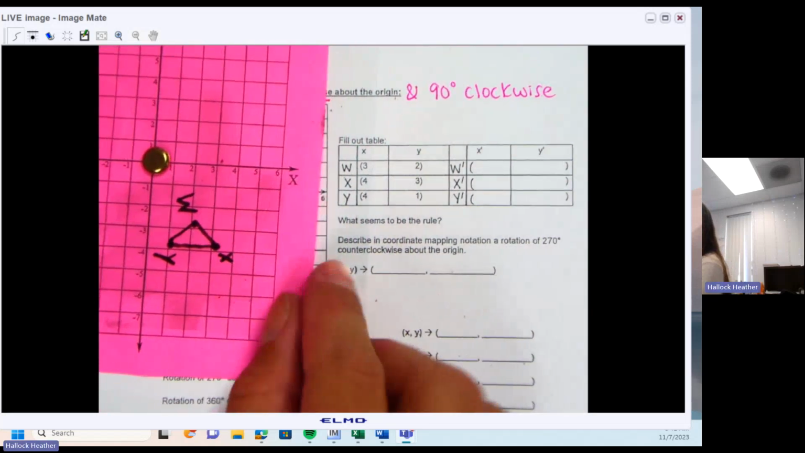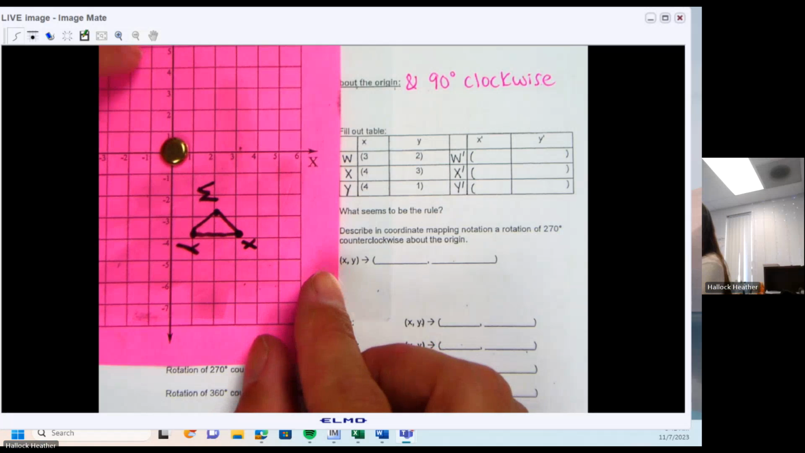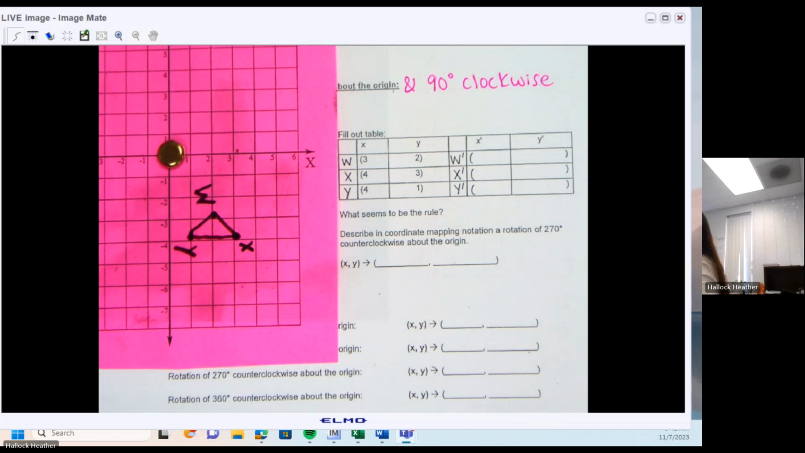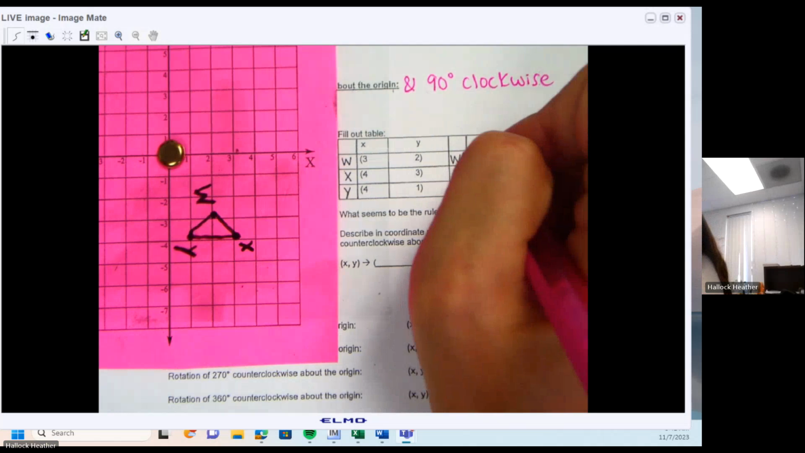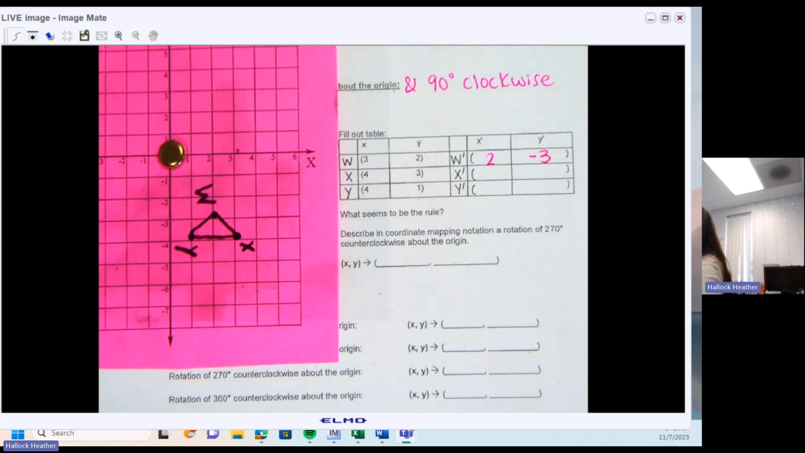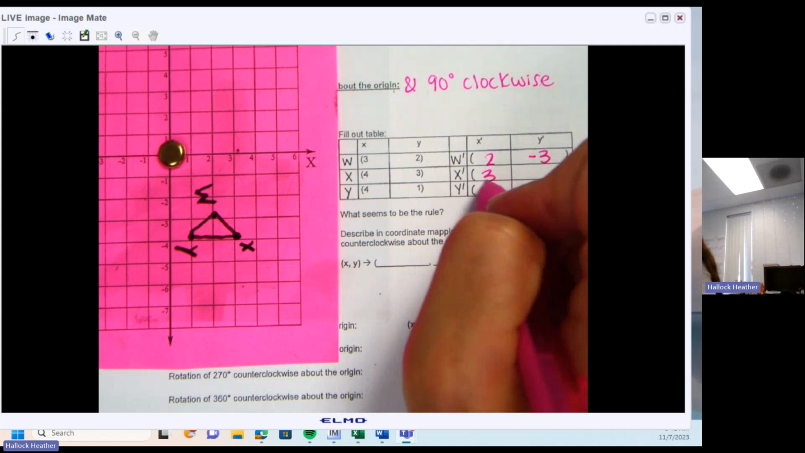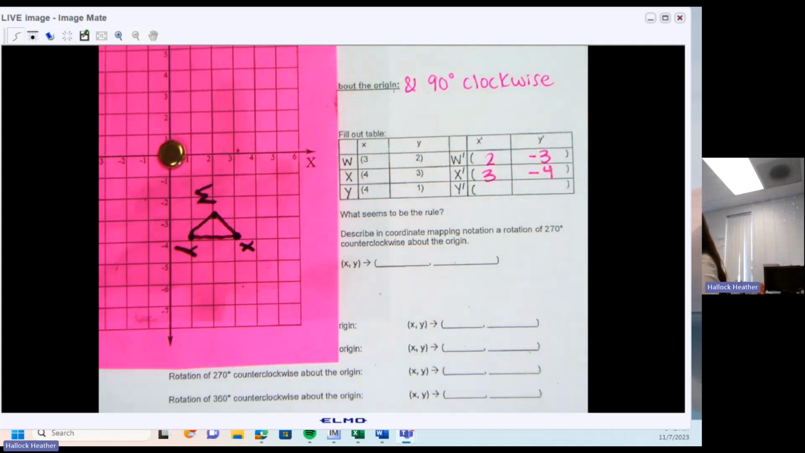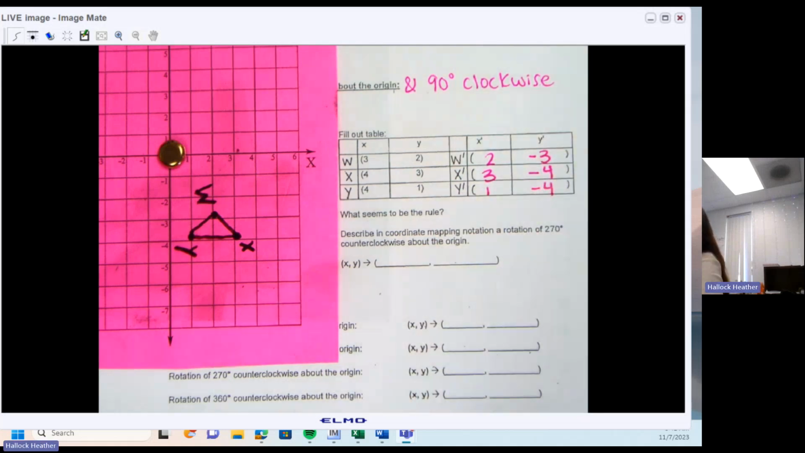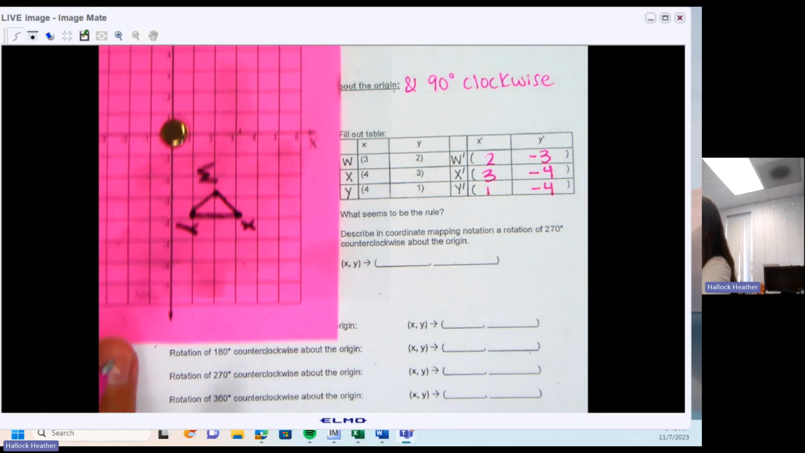And now we need to write our new coordinates. So if W was 3, 2, where does W prime end up now? 2, -3. X was 4, 3. Where's X now? 3, -4. And then Y was 4, 1. Where is it now? 1, -4. So now you have your coordinate points. Plot them on your graph so you can actually see where they went on your paper.